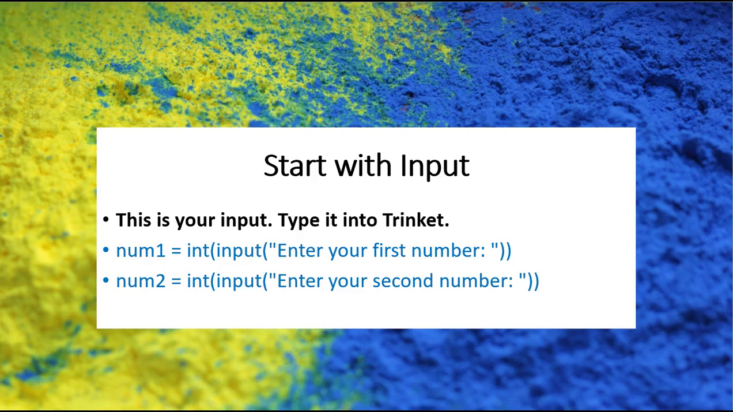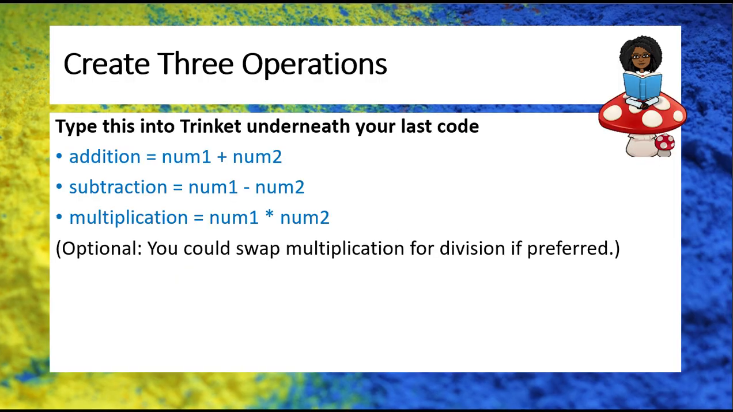Start with input. This is your input. Type it into Trinket. You can pause the video while you type. Create 3 operations. Type this into Trinket underneath your last code. Optional, you could swap multiplication for division. You can pause the video while you type.